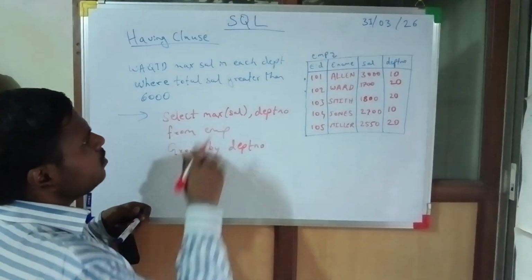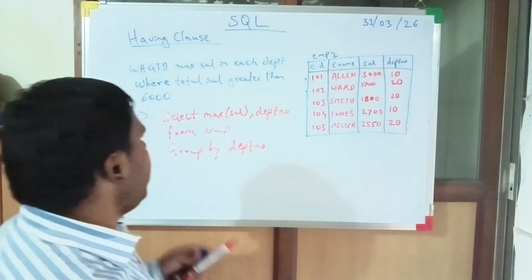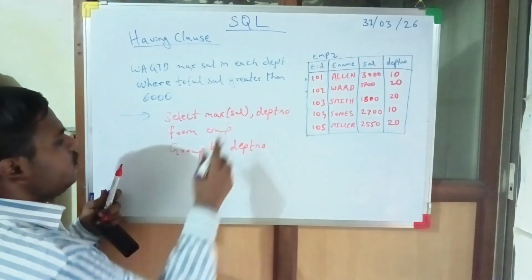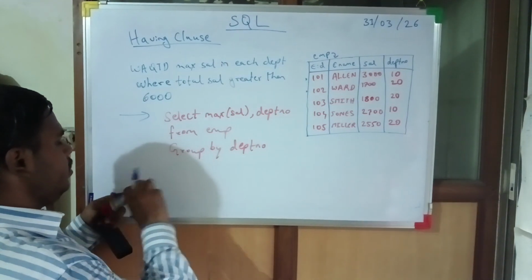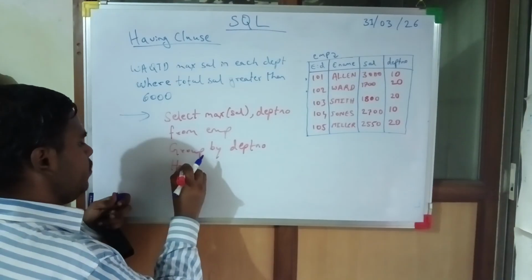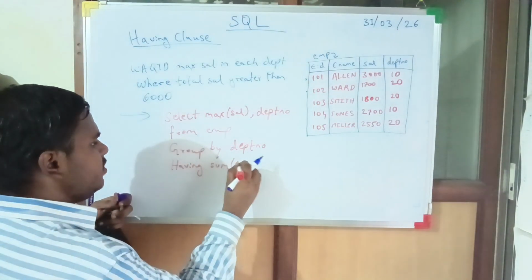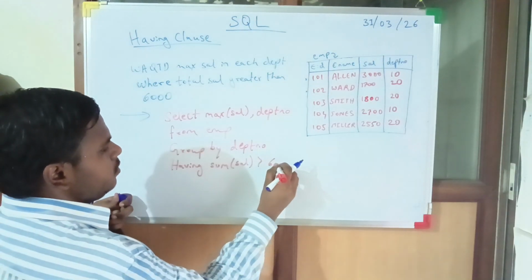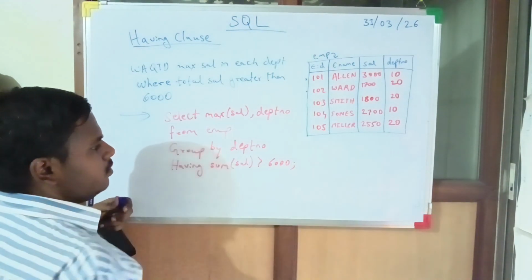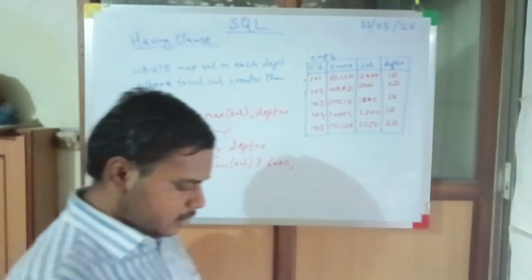Now what is the group condition? The group condition is saying that the sum of salary should be greater than 6,000. So I will write having sum of salary greater than 6,000. Okay, so this is the query we will write.